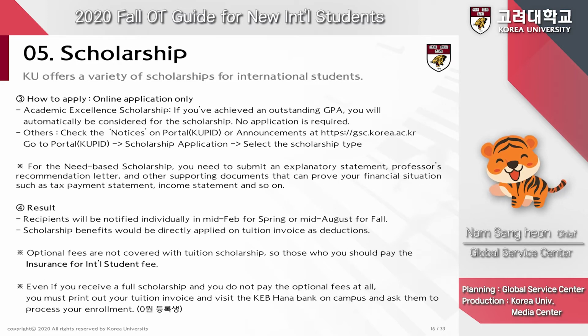If you plan on applying for a scholarship, it will be done online except for the Academic Excellence Scholarship. If you achieve an outstanding GPA, you will automatically be considered for this scholarship. No application is needed. For the other scholarships, remember to check online on KUPID and/or on our GSC homepage for more information.